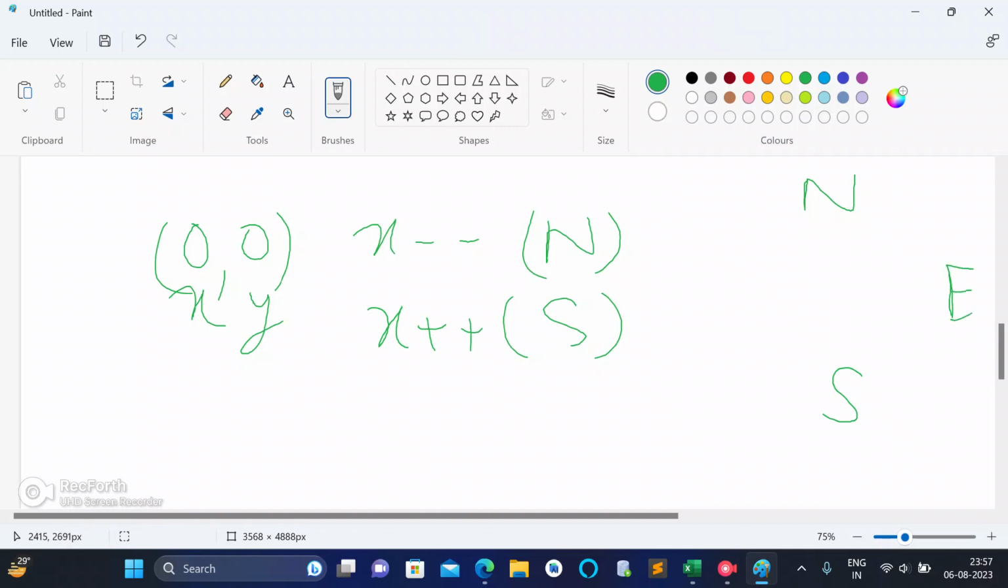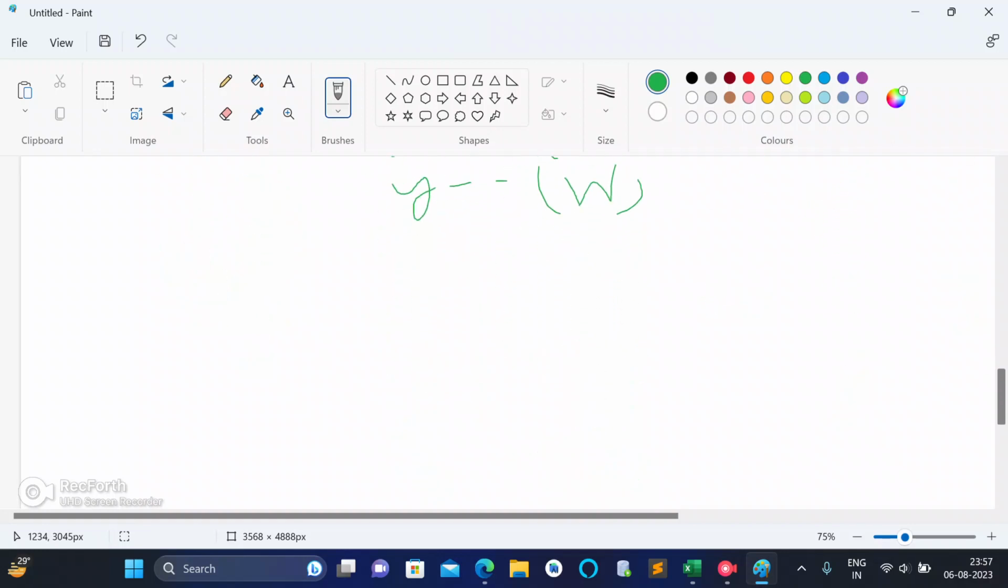If it would say east, let's say east is in this direction. So if it would say east, then I will increment y. If it would say west, then I would decrement y. So for that we will be able to maintain the path which we are traversing.